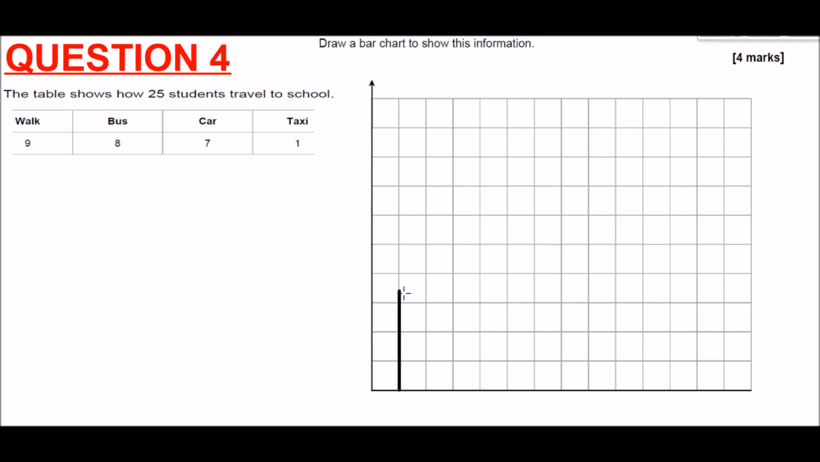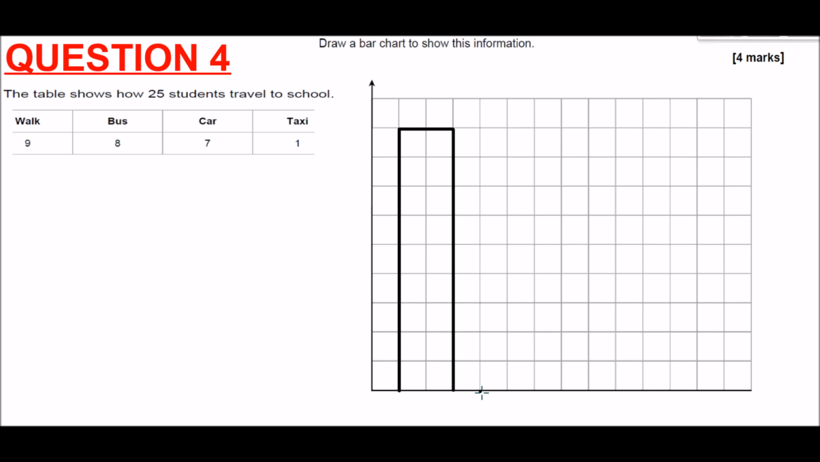The graph paper is generous enough so that the scale's easy. So we can say each square is worth 1 student. So going upwards, 1, 2, 3, 4, 5, 6, 7, 8, 9. And you can make the bars as thick as you like, as long as each bar is exactly the same thickness. With a bar chart, the bars must be evenly spaced and of even thickness.